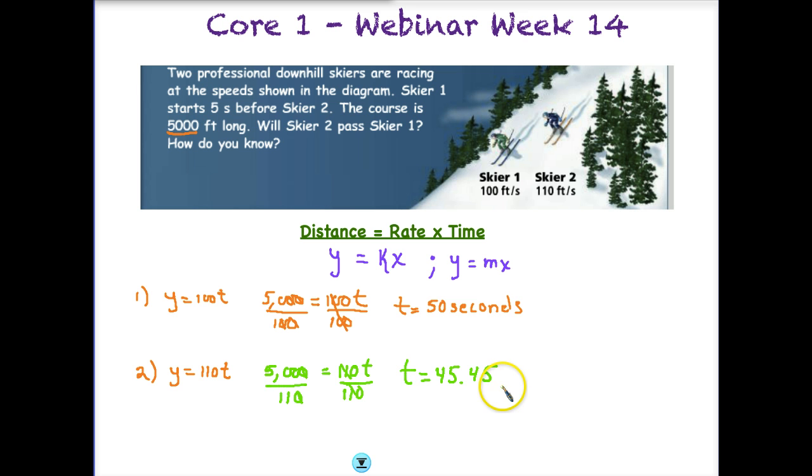So this is where we analyze our solutions, right? If we just looked at these two, we would say, oh, skier 2 has gotten down the mountain much faster than skier 1. That's true, except that he was delayed. So we have to add 5 seconds back to his time. So really, with the delay and the time that it took him to ski down the mountain, it actually took him 50.45 seconds to get down the mountain.